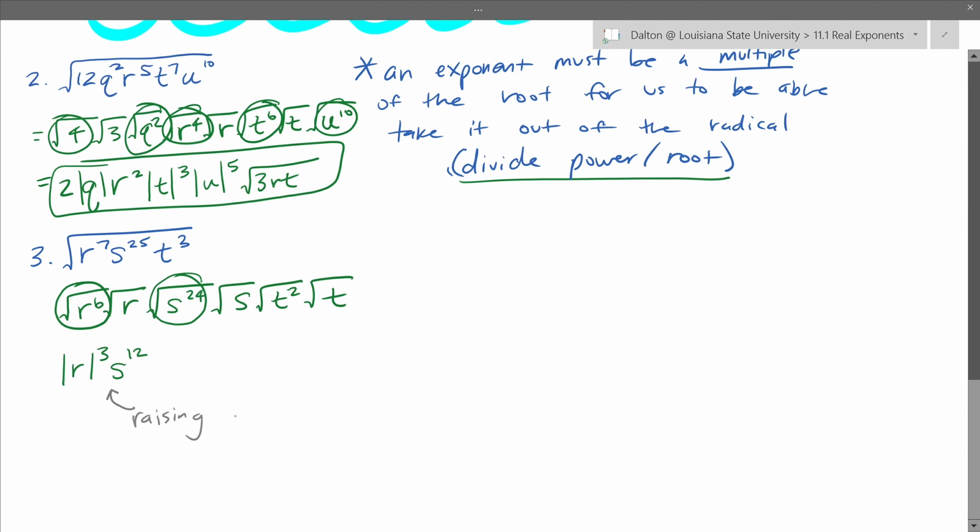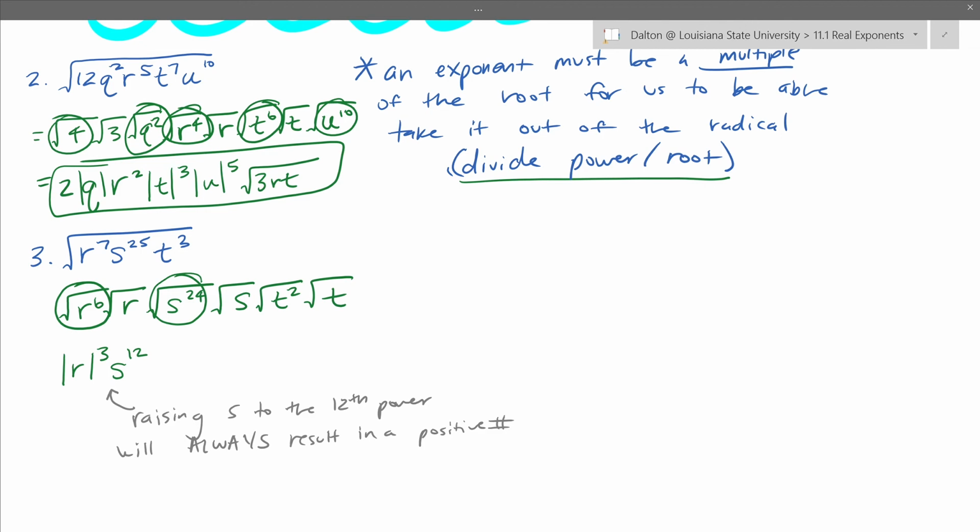Raising s to the 12th power will always result in a positive number. So if it's always going to result in a positive number, then putting an absolute value bar on it is going to be redundant because we know that it's always going to be positive.